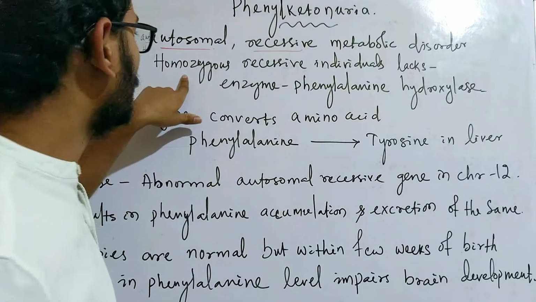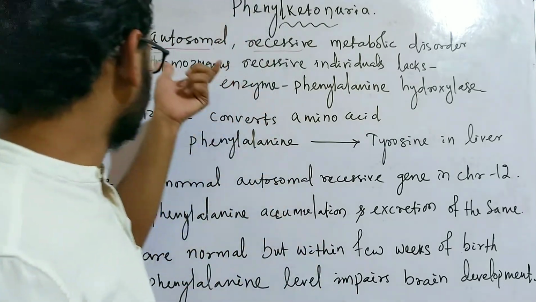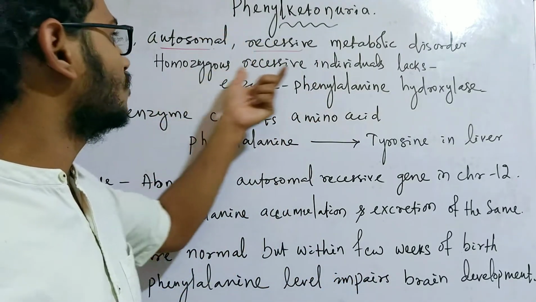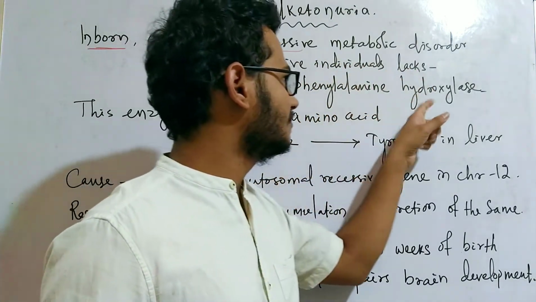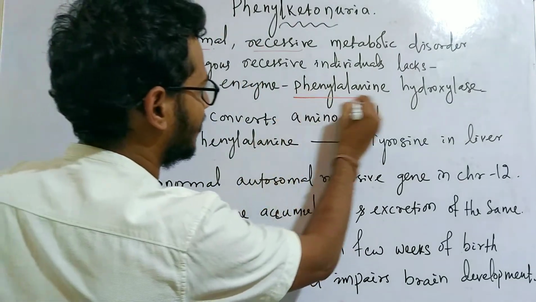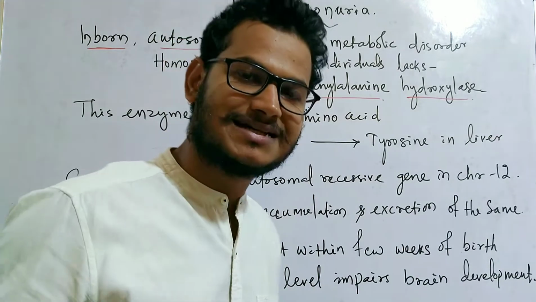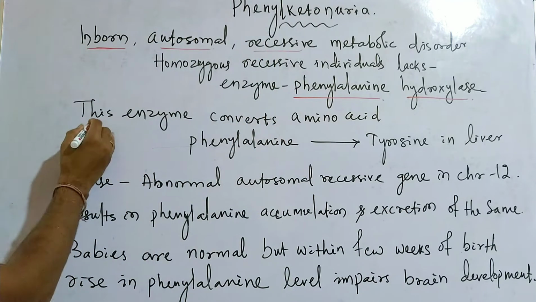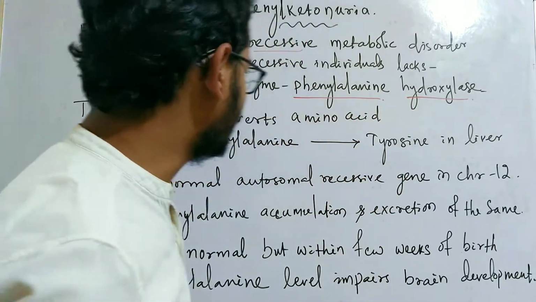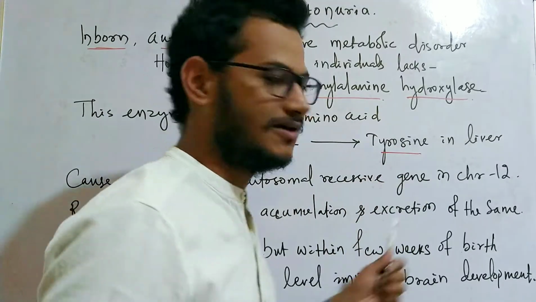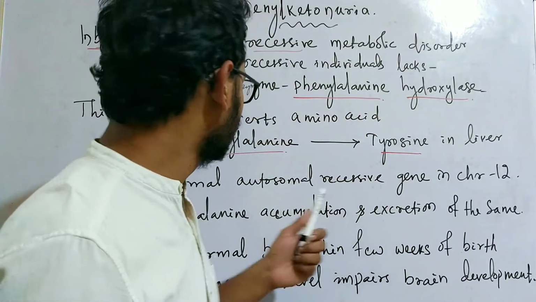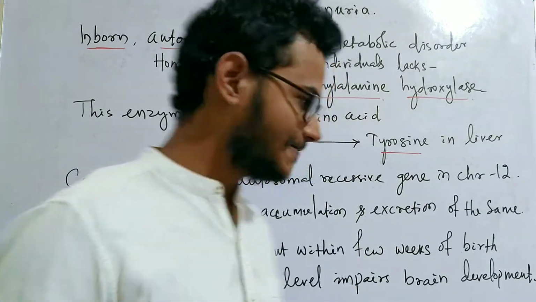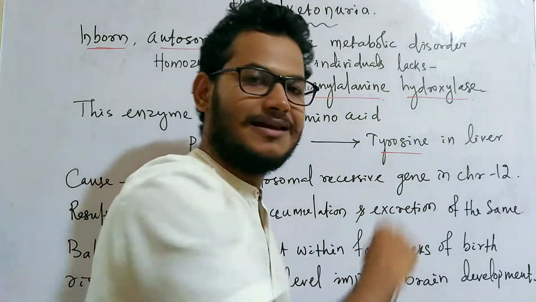It is found in homozygous recessive individuals, because only in the homozygous condition is this disorder seen, since it is recessive. A homozygous recessive individual lacks the enzyme phenylalanine hydroxylase. Remember this name: phenylalanine hydroxylase is the enzyme which is not produced in the body of an individual having phenylketonuria. This enzyme helps in converting phenylalanine to tyrosine in the liver. But in the absence of this enzyme, phenylalanine is not converted into tyrosine in the liver. Tyrosine is also an amino acid. So due to non-conversion of phenylalanine to tyrosine in the liver, what happens?